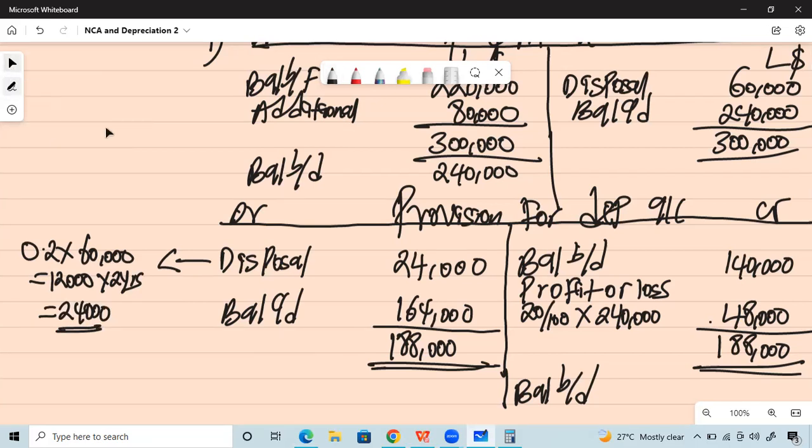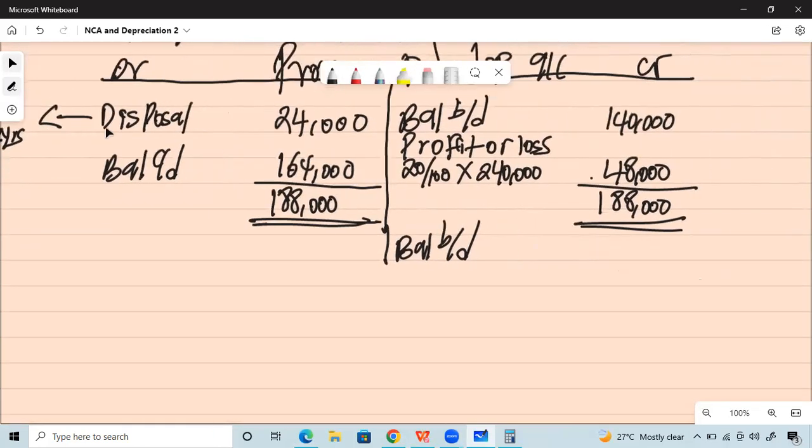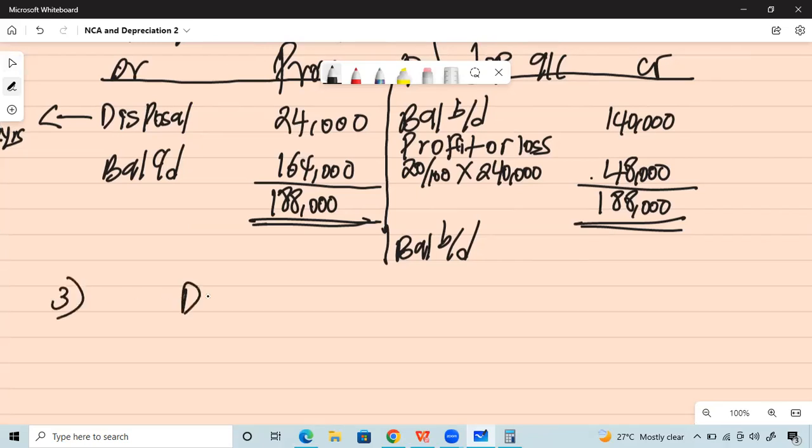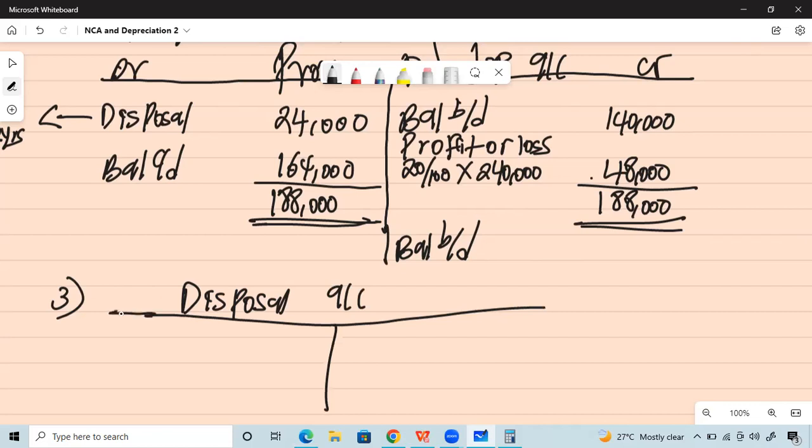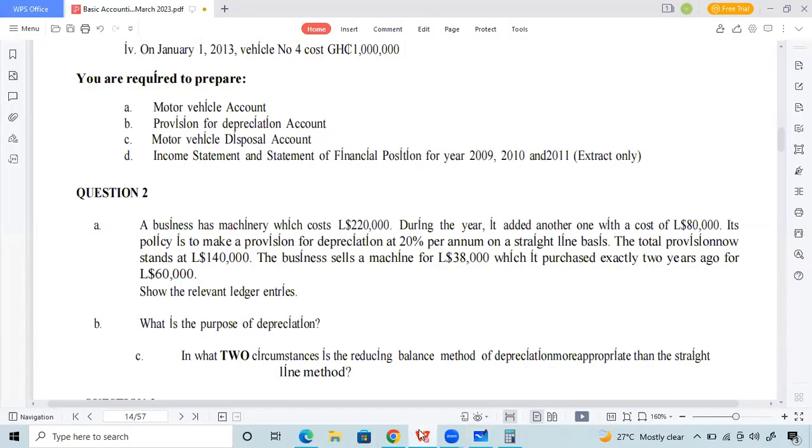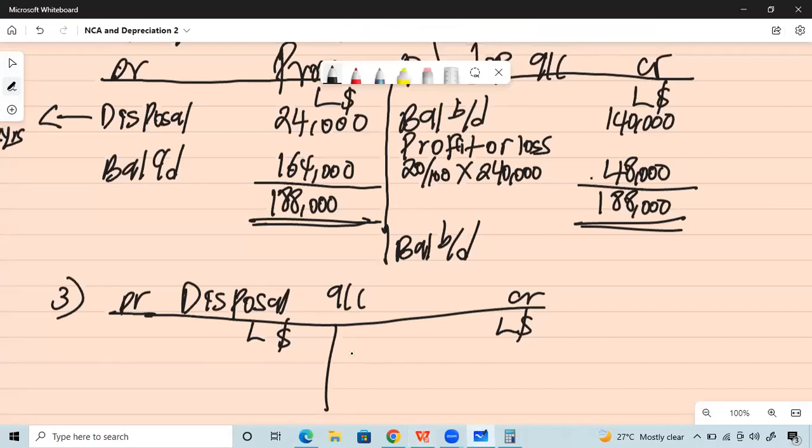So the last one is to prepare your disposal account. Number 3, disposal account. This is your debit, this is your credit. Always put the unit of measurement, please don't forget. So how much do you receive when you sell it? The business sells the machine for 38, so this is your bank, 38,000.